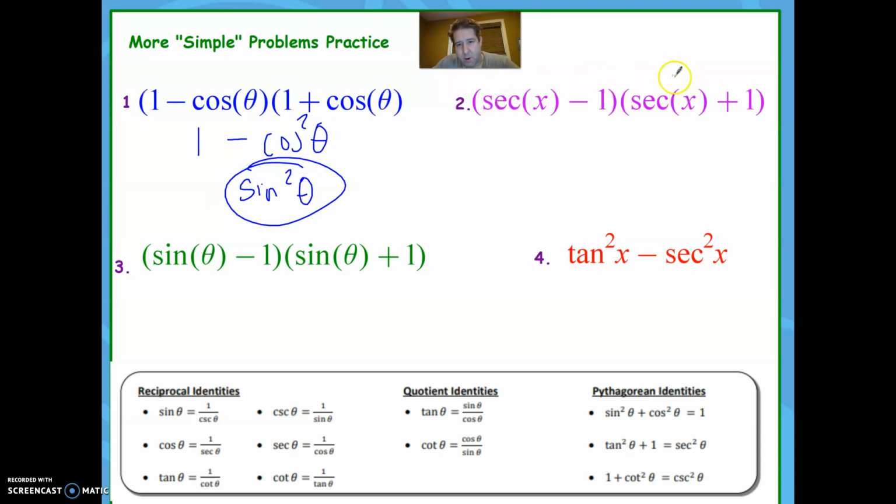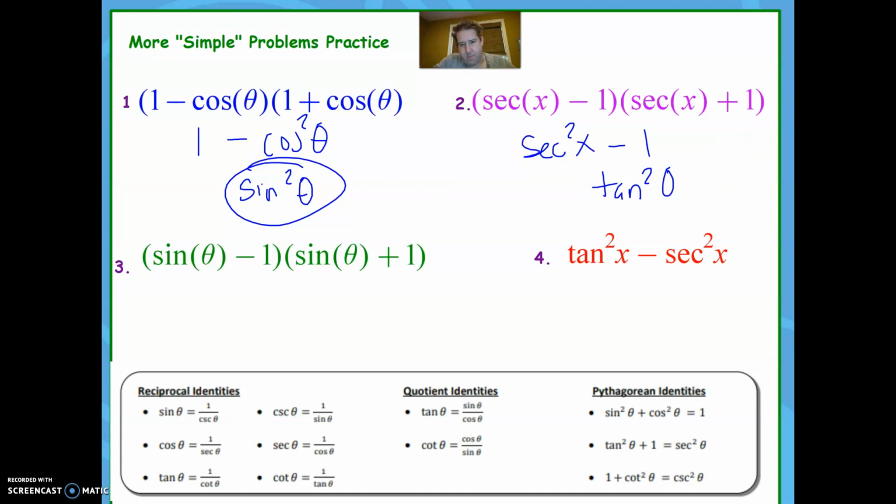This time we are going to multiply these so that we have secant squared of x minus 1 and secant squared of x minus the 1 over here. If you move this 1 over to the other side, the answer is tangent squared of x.